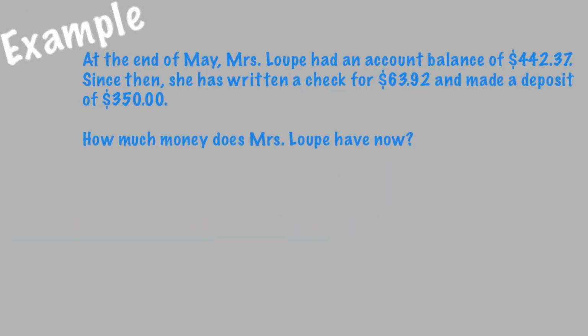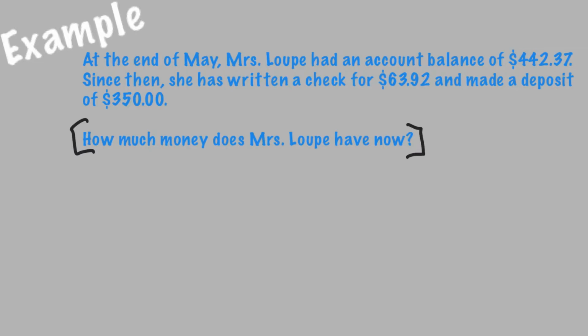And now let's take a look at an example. So at the end of May, Mrs. Loop had an account balance of $442.37. Since then, she has written a check for $63.92 and made a deposit of $350. How much money does Miss Loop have now? So what I'm actually looking for is how much money does Miss Loop have now?